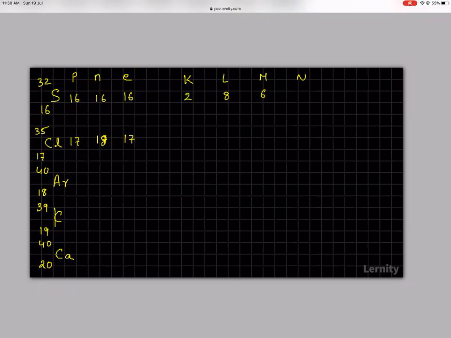Yeah, so now what will happen? 2 will come here, 8 will come here, 7 will come here. Then argon is 18, 40, right? So this will become 18, this will become 22, and this will become 18. So you have 2 here, you have 8 here, and you have 8 here.